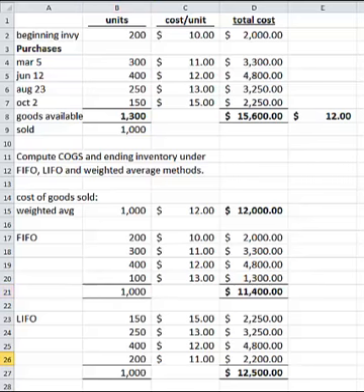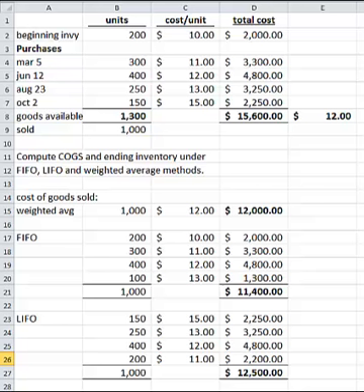So when prices are rising, as they were here, LIFO will give you a higher cost of goods sold. FIFO will give you a lower cost of goods sold, and weighted average will be somewhere in the middle. If prices were dropping, you would get the reverse pattern. LIFO would have the lowest cost of goods sold, FIFO would have the highest, and weighted average would be in between.